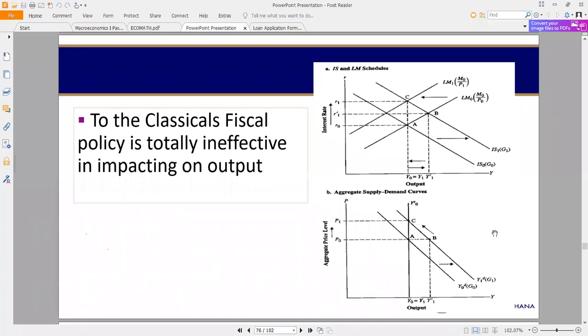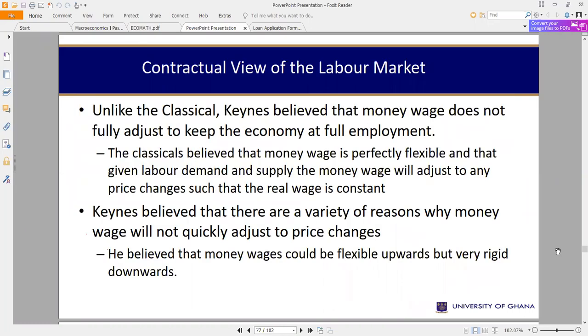All right. If you look at the analysis that we just did, it means that fiscal policy is totally ineffective. It doesn't affect the output level at all. It is just causing inflation. It's just causing the general price level to go up. So this is the effect of government spending in the AS-AD model when AS is assumed to be vertical.